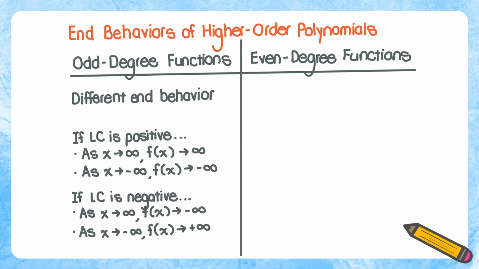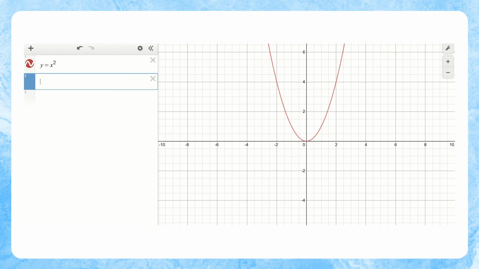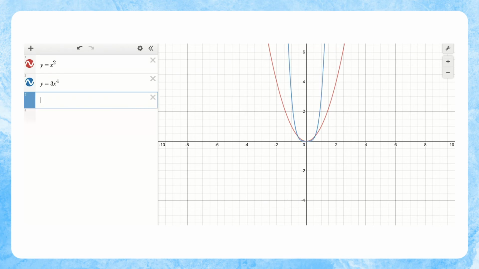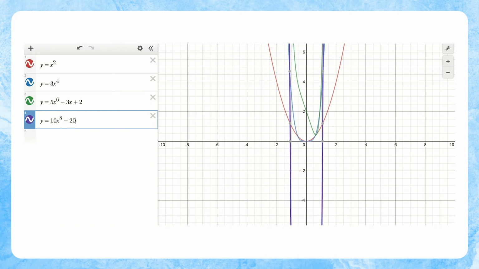So now let's take a look at even degree functions. I'm going to type a bunch of even degree functions here. And again, each graph will look different, but focus on the end behaviors. So what do you notice about the end behaviors? I was just choosing random numbers at this point. But yeah, what do you notice about the end behaviors?